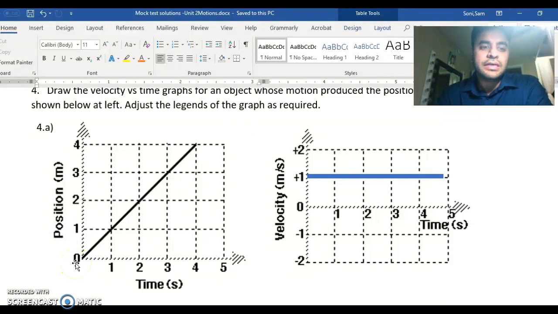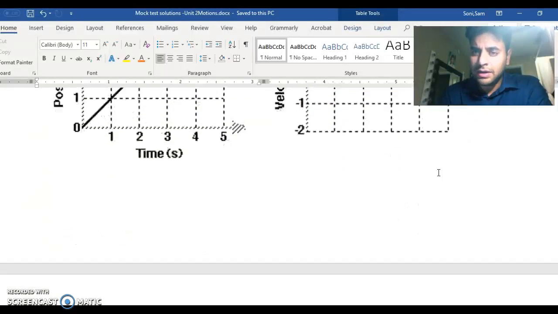I can simply see this is position, this is time. For 1 meter in 1 second, the body covered 2 meters in 2 seconds, and 3 meters in 3 seconds. What's my velocity? It is going to be 1 meter per second, and that will be a straight line. The slope of the position time graph is actually the velocity, right?